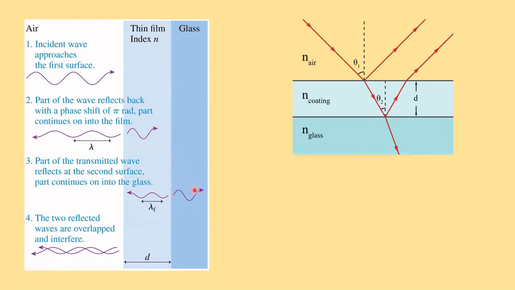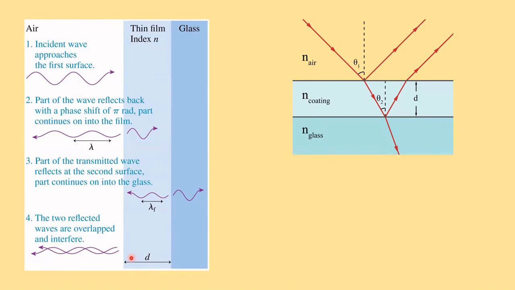Now, if the glass had an index lower than the coating, there would not be a phase shift of pi. It's exactly like the string. When the string bounces off a free end, there's no inversion. Both reflections involve an inversion, so these two reflected waves both experienced a phase shift of pi. And since they both experienced the same phase shift, that tells you that if they started out in phase on the way in, then they might be in phase on the way back. It depends on the additional phase shift from the path length difference.